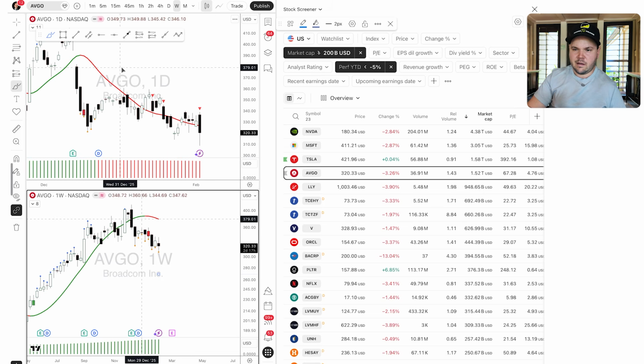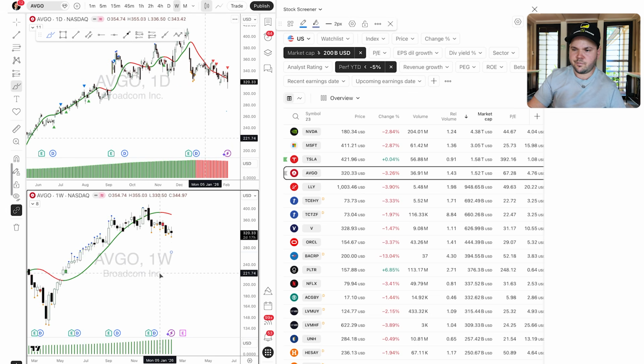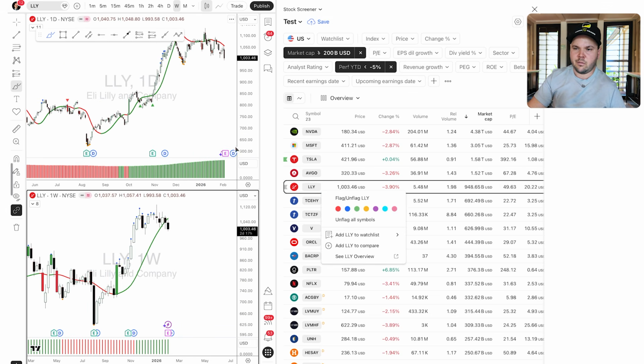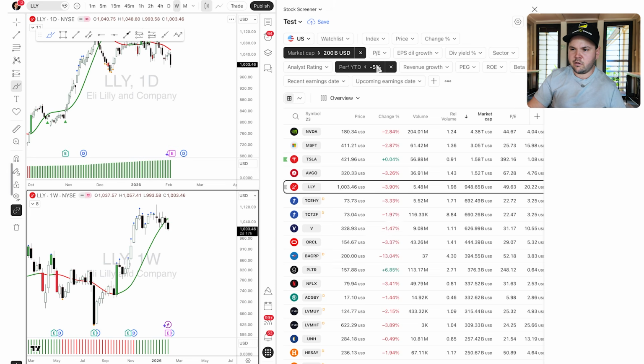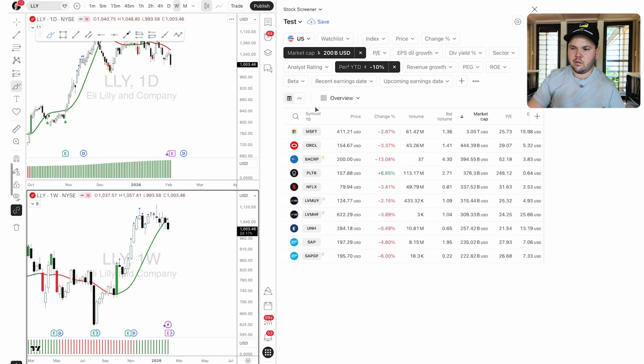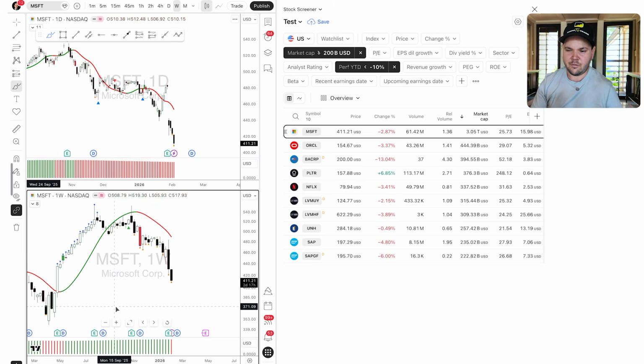Here we have AVGO. This is Broadcom. It's kind of flat, not very trending much. LLY is on my watch list already. So still going up, but we're kind of starting to go down. Let's see these other ones that are 10% down. I'm going to find some of these. So Microsoft is doing really bad right now because of the new Windows, I think. So that's going to be fun.